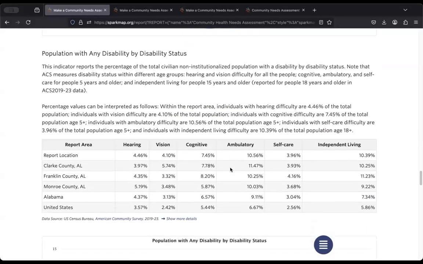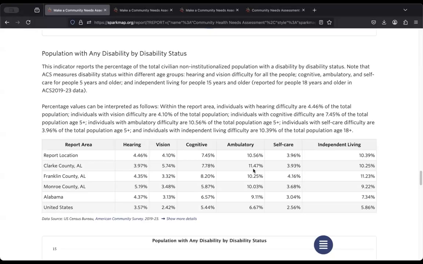And then this is where I find this to be pretty interesting. We've got some population with any disability by disability status. So you can see here the different statuses they look at: hearing, vision, cognitive, ambulatory, self-care, and independent living. And this tells us pretty quickly that most of the disabilities in this area of Alabama are ambulatory types of things, so things that are related to physical motion, right?